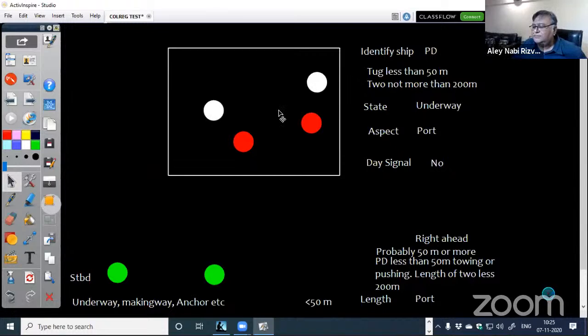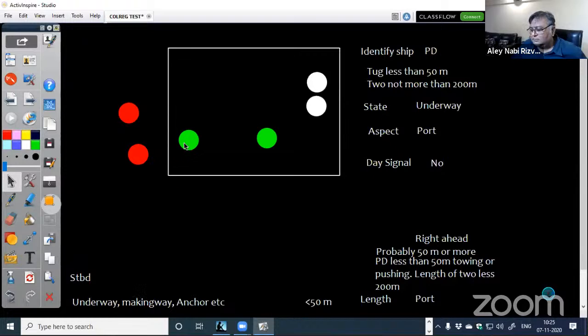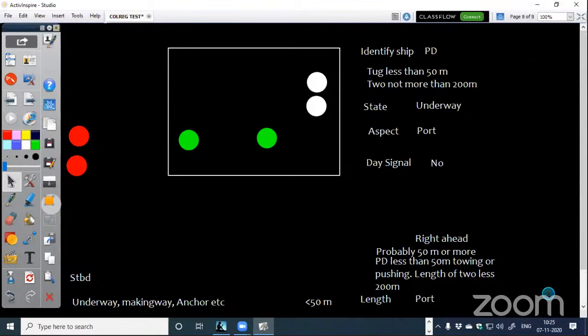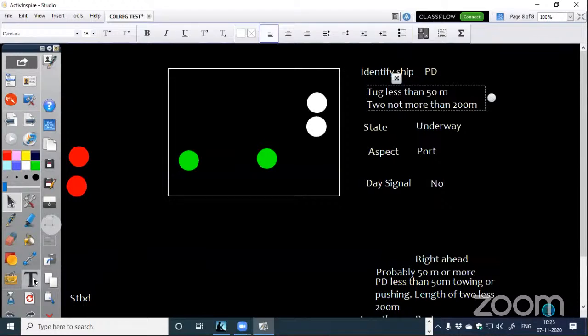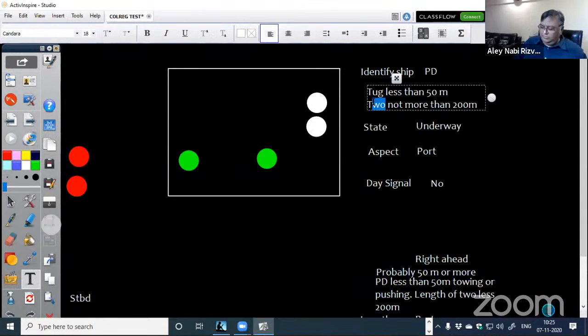Now can you guess about this vessel? I think that's pretty simple. What kind of vessel is that? So, power-driven vessel towing, length of the tow less than 200 meter, and length of the tug the same. Port side same, starboard side same. Seen from starboard side. Let me just correct this word. I wrote 2, it should be tow. Tow not more than 200 meter. This is underway and seen from starboard side.